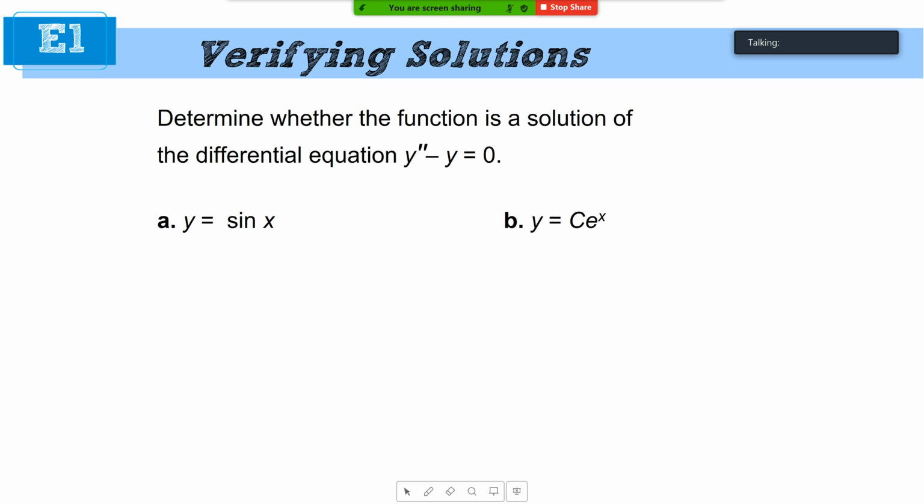Okay? So it's a plug and chug. And in order to plug and chug, I need to know the function y. I have that, sine of x. And I have to know the second derivative. So please take the second derivative of the sine of x. I'll wait. Little review there, whether or not it has a minus sign.